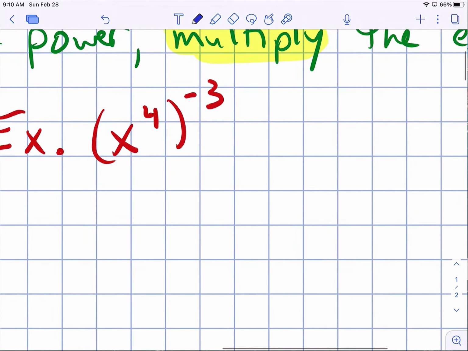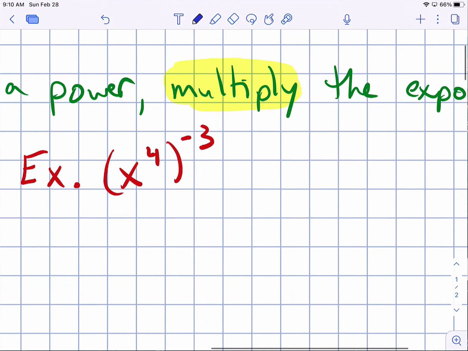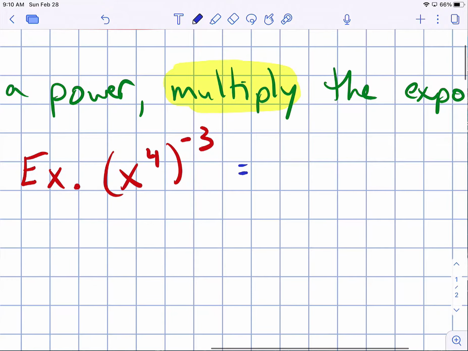Okay, so another thing to remember is this is going to happen more and more in 7.3, 7.4, the next thing we do, where we're going to talk about these rules for the exponents, but then we're also going to throw in, like this one, negative exponents. Okay, so for this one, just because it's a negative exponent doesn't mean anything different. I'm going to multiply the exponents together. This is x to the negative 12th.